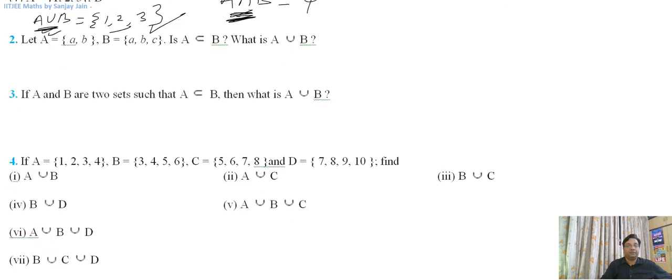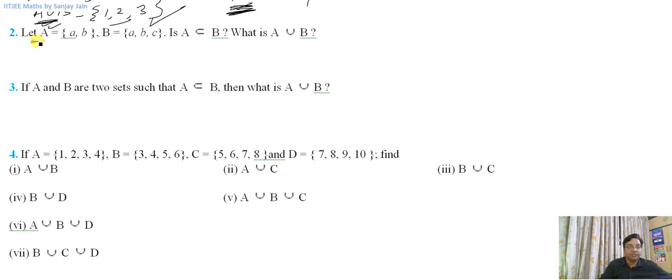Okay, let us move to the next question. Set A contains these two elements, set B contains these three elements. Is set A a subset of B? Now, to answer this question, you need to ask yourself, is every element of A contained in B? Let us check. A, B, B. So yes, it is a subset of B. A is a subset of B.